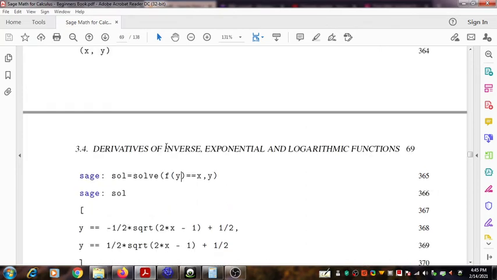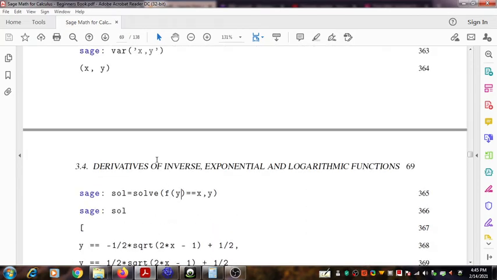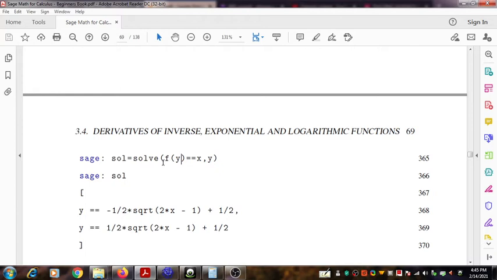We have explained previously that we are going to solve the function f of y equal to x for y, for obtaining the values of y. So when we use the command solve here for y, you are going to store the value of y in the variable sol. Okay, that can be done.